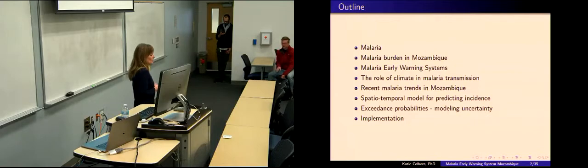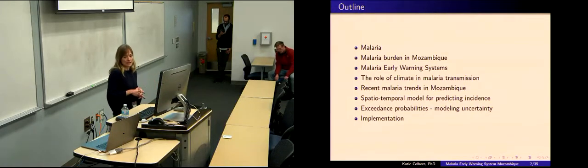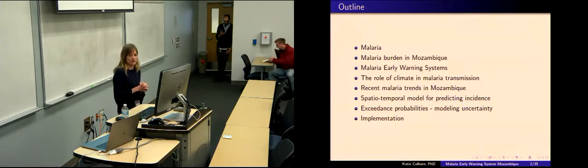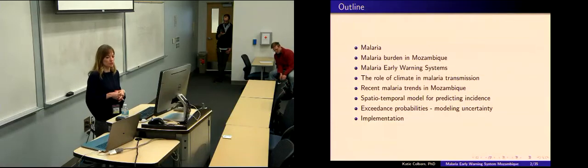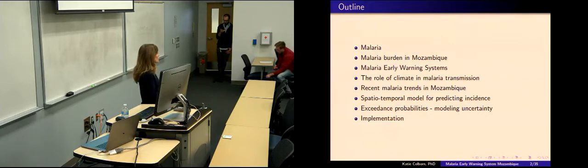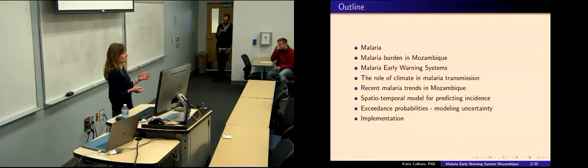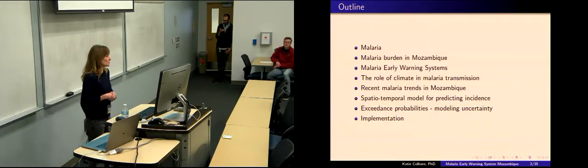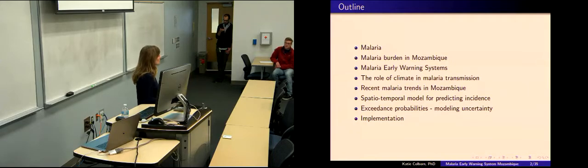And this is an early warning system, as the title suggested, for Mozambique, which is a country just northeast of South Africa, and has a very long-standing problem with malaria. So I'll talk about the malaria burden in Mozambique, and then our framework, or sort of the history of malaria early warning systems. We're not the only one working on this problem, and a number of early warning systems have been developed over the last 2 decades. Then I'll talk about the role of climate and how these relate to early warning systems, because malaria is a climate-sensitive disease.